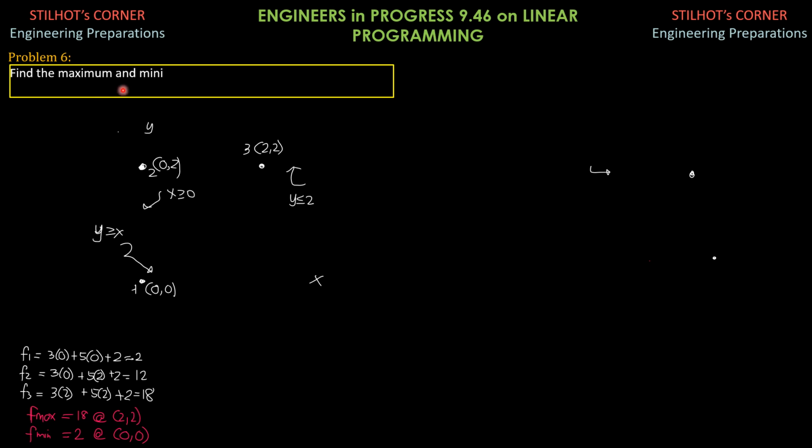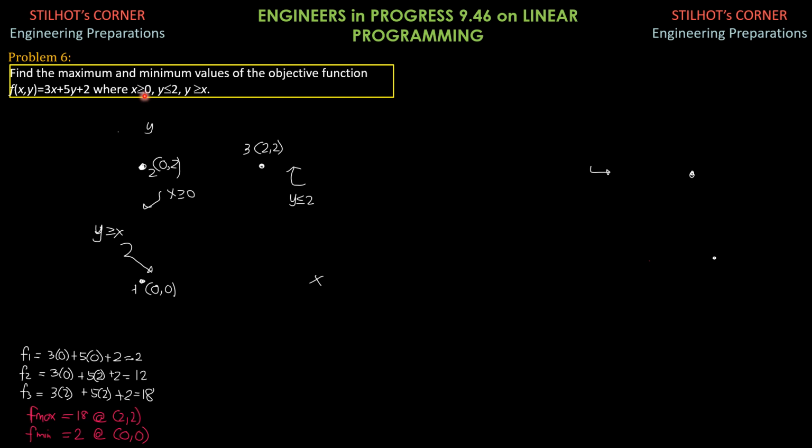Find the maximum and minimum values of the objective function f(x, y) = 3x + 5y + 2, where x is greater than or equal to 0, y is less than or equal to 2, and y is greater than or equal to x. So to answer this problem, we have to sketch graphs also.